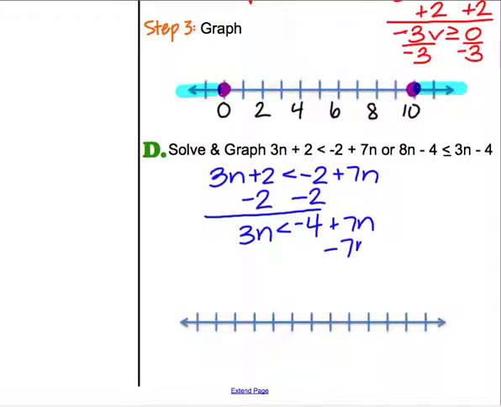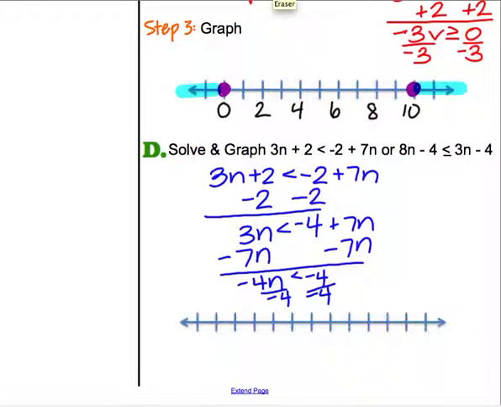And then we subtract 7n, and I know we usually say to keep the n's positive, but I know a lot of you struggle with graphing, and so if we put the n's on the left, it'll make it easier for your graphing. So we get negative 4n is less than negative 4, and we'll divide by negative 4, and we have to flip the sign, and we get n is greater than 1.